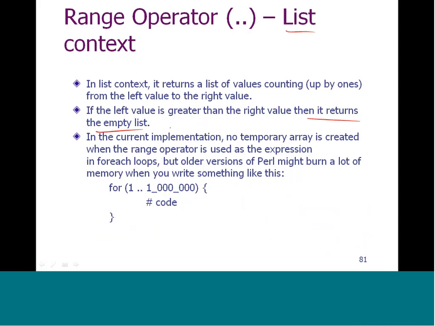But in the modern implementation, if you look at some of the older Perl books, you will see one caveat written there, where if you use a big number like 1..1_000_000, then it can burn a lot of memory because it creates a temporary array for you. But this temporary array is no longer created in the newer implementations of Perl. So this statement, even though it is not a very good use, is a safe statement. It won't cause any issues.